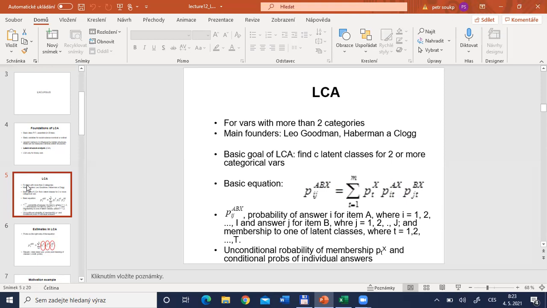So, first of all, the basic goal of LCA is to find some number, usually called C, of latent classes for two or more categorical variables. If I mention categorical variables, it means nominal and ordinal variables. So, if I once again go to the example of exploratory factor analysis, ideally my manifest variables should be cardinal, as we discussed previously. And my question is, what should be the factor behind factor analysis? Is it a cardinal, ordinal, or nominal variable which is behind my variables? What is the expectation about the factor in factor analysis? What is the property of the factor?